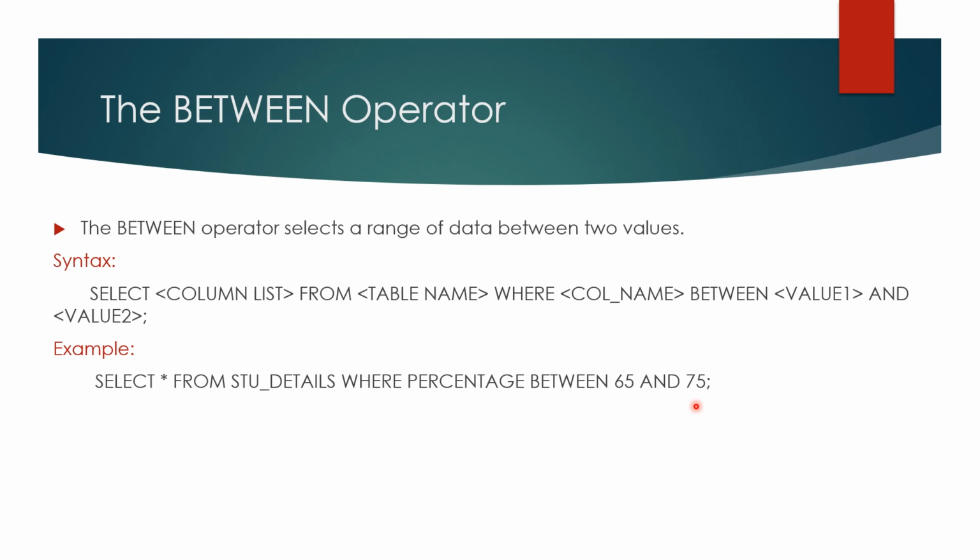As we learned in the previous slide, the between operator is used to check whether the value falls between a range of values. So here, by using the between operator, we check that the percentage of the student falls between 65 and 75. If that student's percentage satisfies this condition, then that student record will be displayed on the screen.